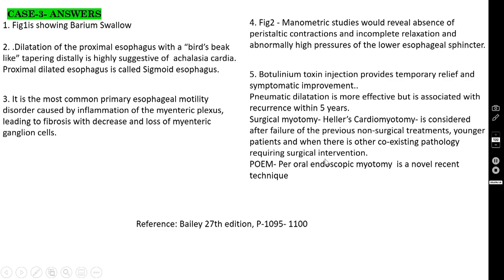And the latest recent advance is POEM, that is per-oral endoscopic myotomy. Instead of doing open Heller's cardiomyotomy, you can do it with an endoscope. You can do it with laparoscopy also, laparoscopic Heller's cardiomyotomy. Yeah, POEM is the recent novel technique.